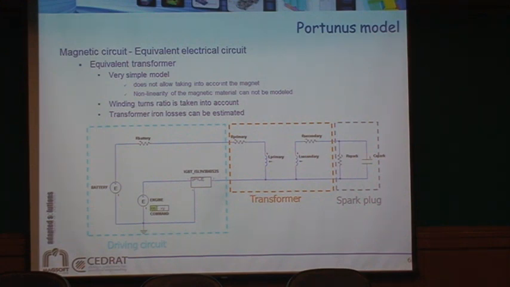The one-to-one turn ratio is taken into account. We just put the number of turns on both sides. The transformer iron losses can be estimated, but you have to do another computation on top of it.